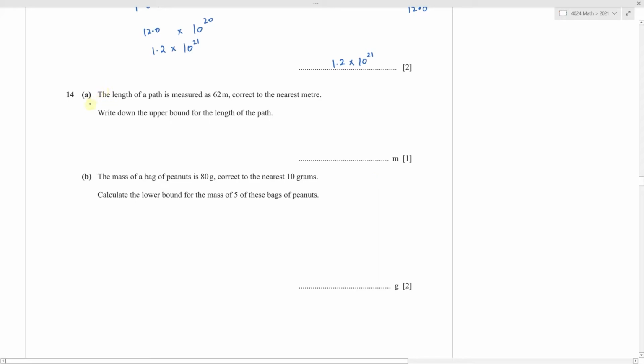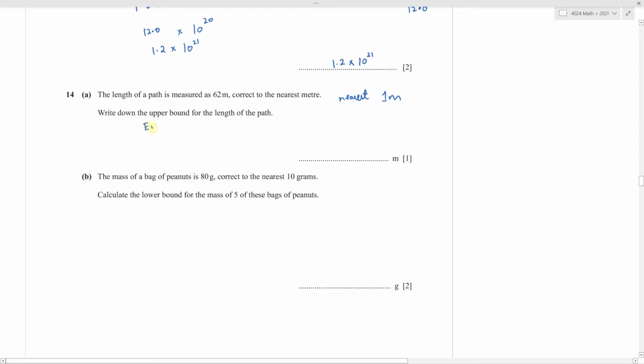Question number 14, part A. The length of a path is measured as 62 meters, correct to the nearest meter. So that means to the nearest 1 meter. Write down the upper bound for the length of the path.